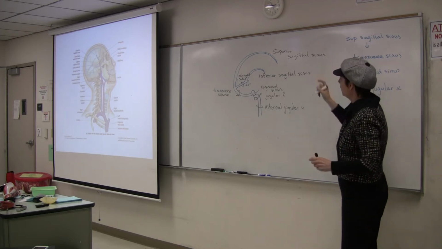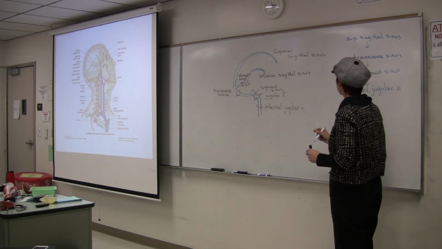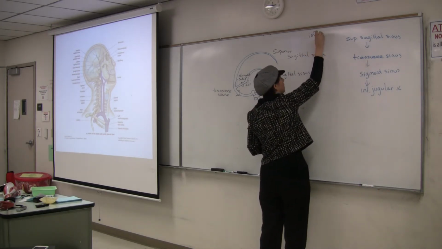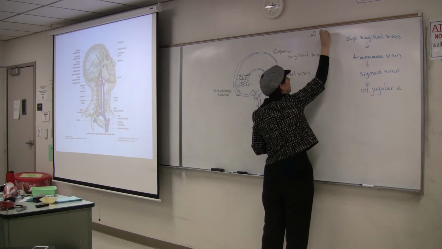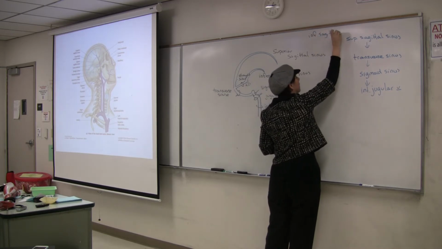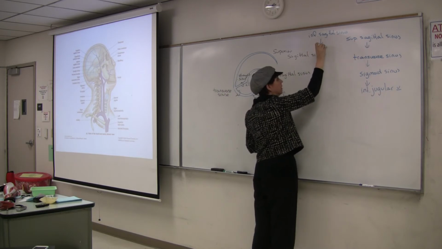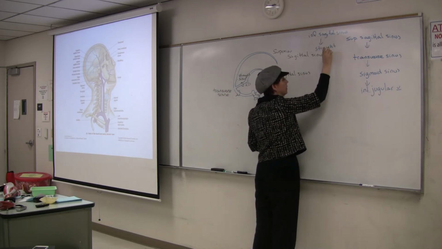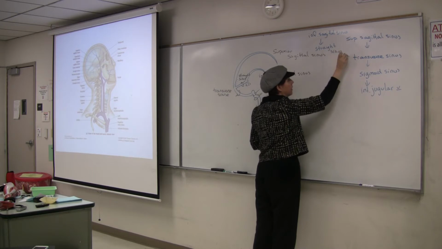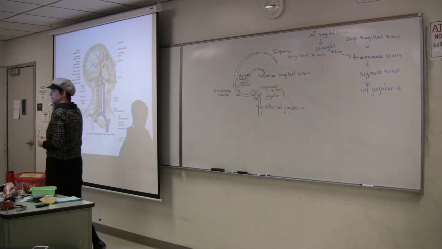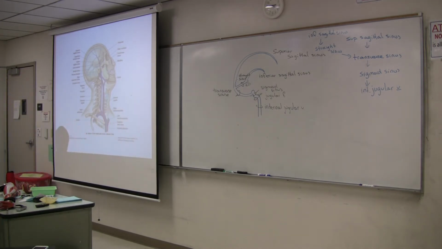If we were to start with the inferior sagittal sinus, we would have inferior sagittal sinus going into the straight sinus. And then that would go via the transverse sinuses. Okay?